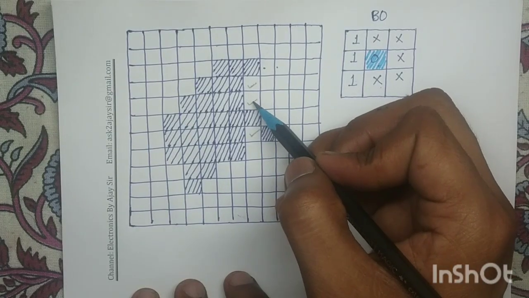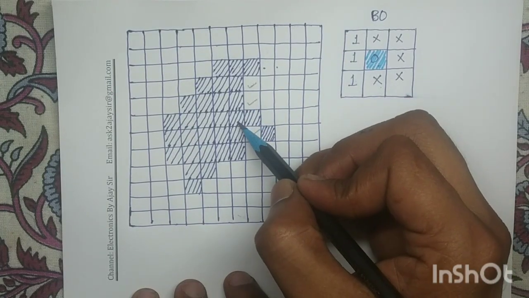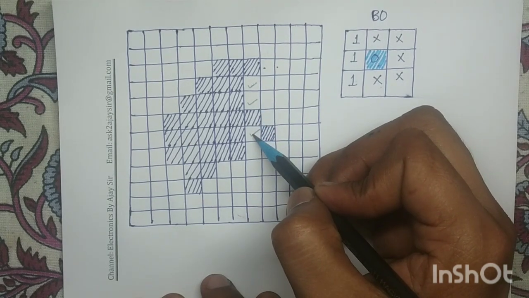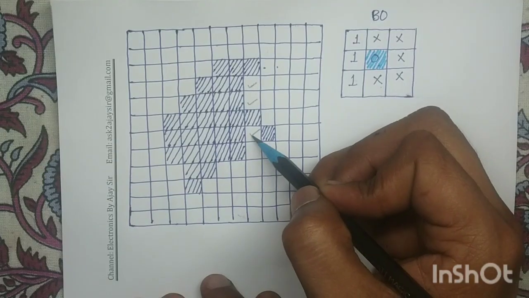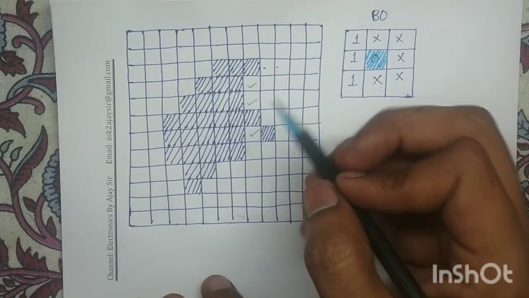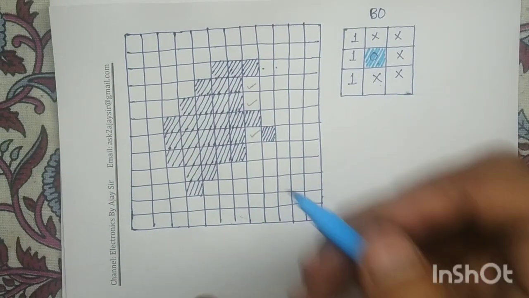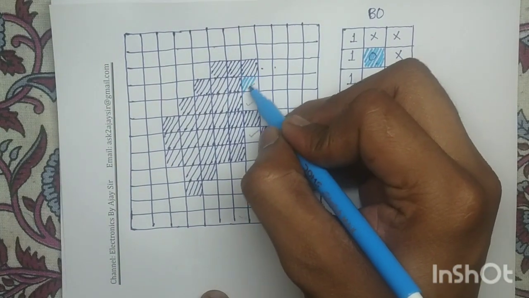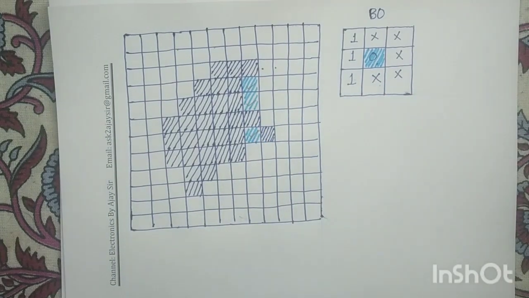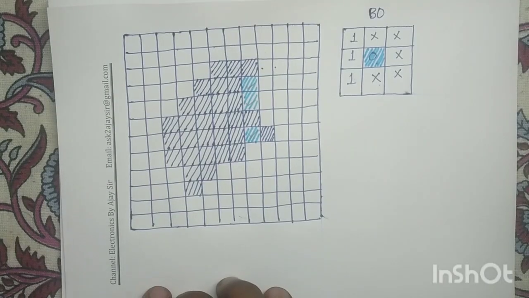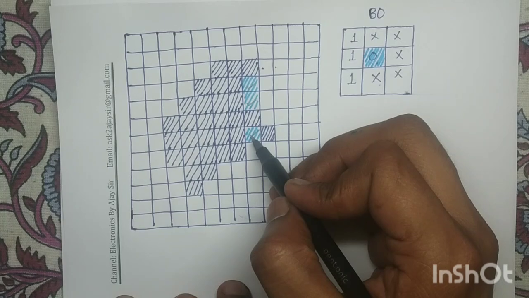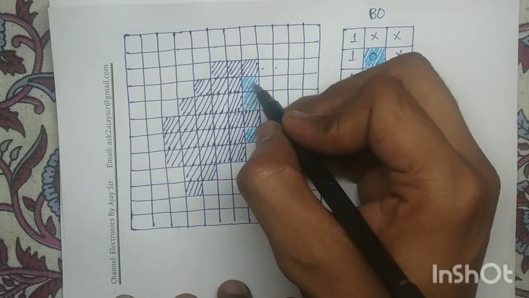For this pixel also, the center is 0 and these 3 pixels are logic 1. So this is my another hit point. And for this pixel also, the center is logic 0 and these 3 pixels are logic 1. So this is my third hit point. So we will mark these hit points. Now since these 3 hit points belong to my 0th iteration, I will use the indexing 0.